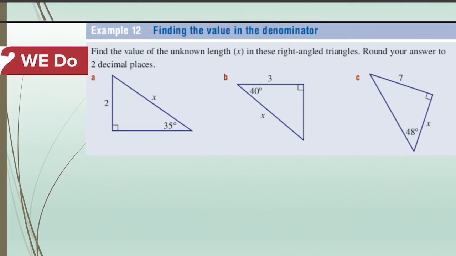Again, some examples. I'll walk you through the first one again. We've got opposite, adjacent, hypotenuse. So we're going to need sine for this one. Sine 35 equals 2 over x. Now we trade places with the x and the sine. Put it into our calculator and we get the answer to 2 decimal places. You guys can pause and have a go at these two. I'll give you the answers when you come back.